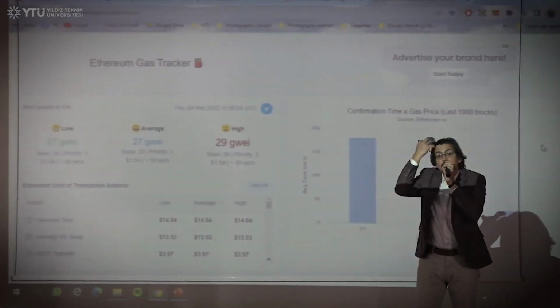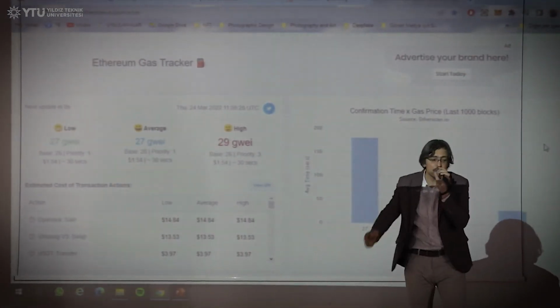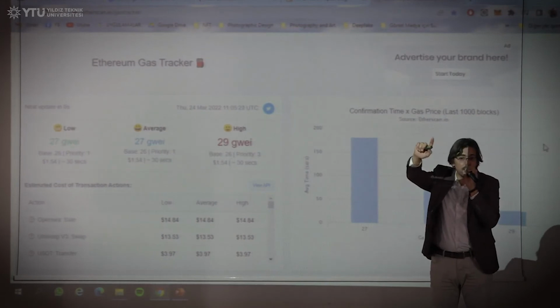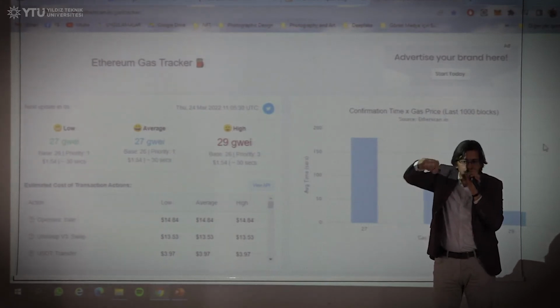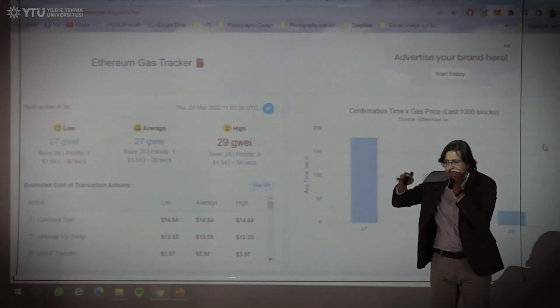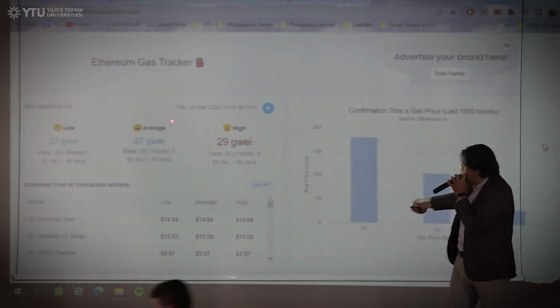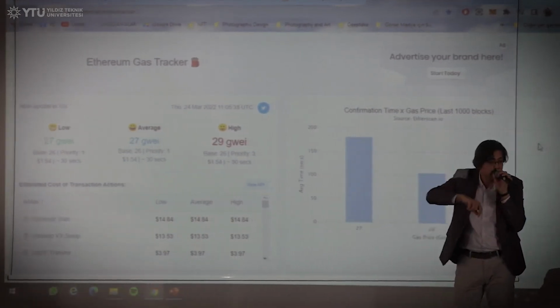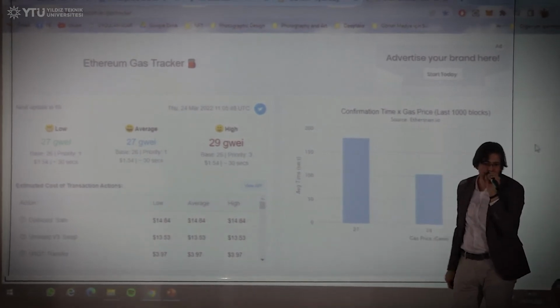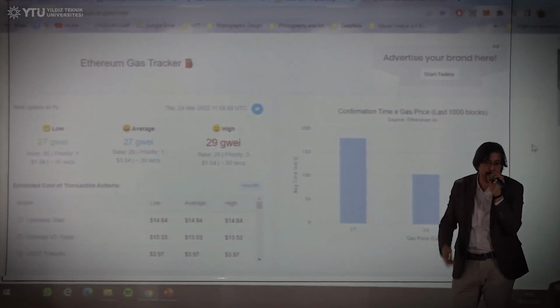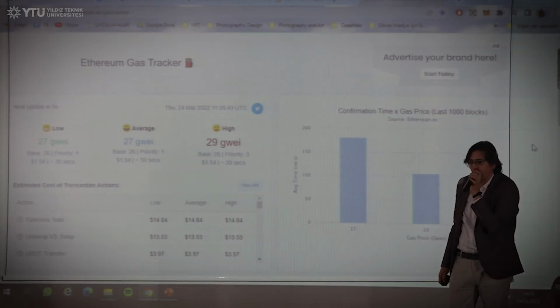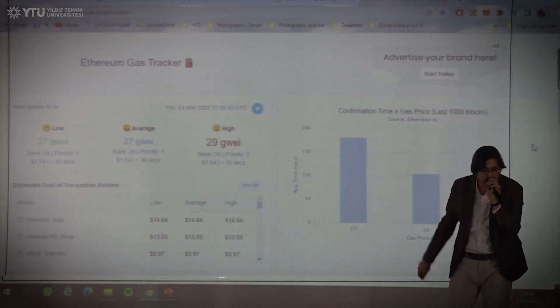These days, gas fees are really low because of the war in Ukraine. People are kind of hesitating. Should we buy? Should we spare our money? So the gas fee is low. But one month ago, they were through the roof because of the supply and demand. There was no war one month ago.